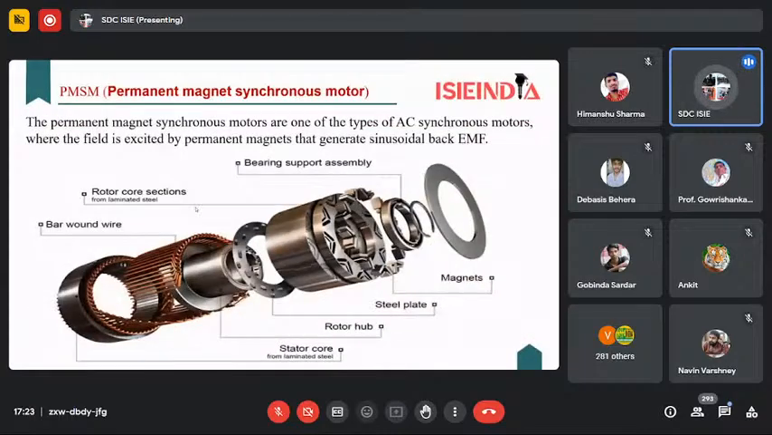So we'll move toward the permanent magnet synchronous motor, which is a preferable choice for the electric vehicle. There is also the internal permanent magnet synchronous reluctance motor, where the architecture of these motors has a lot of conflicts, or we have seen a lot of conflicts in this architecture part.